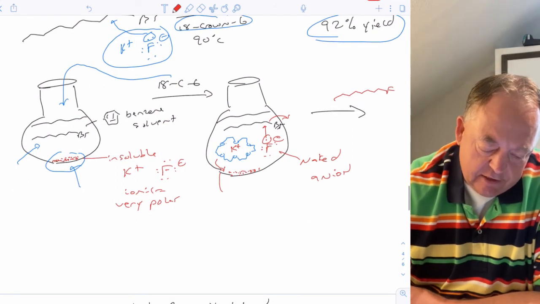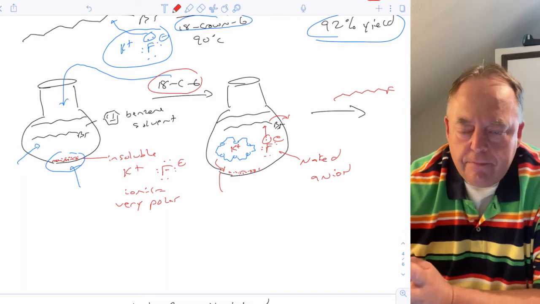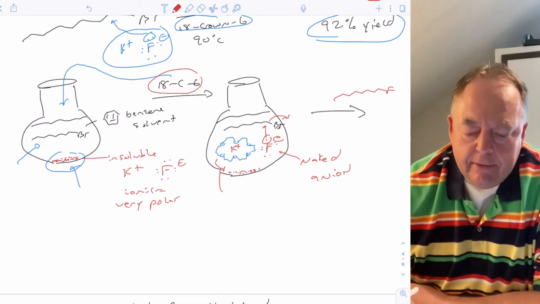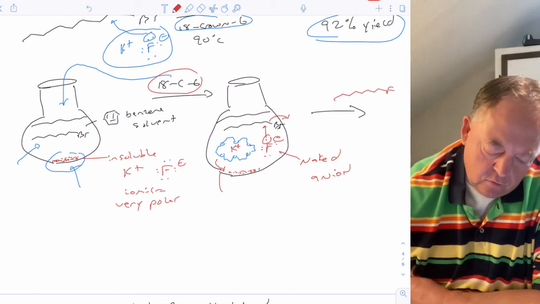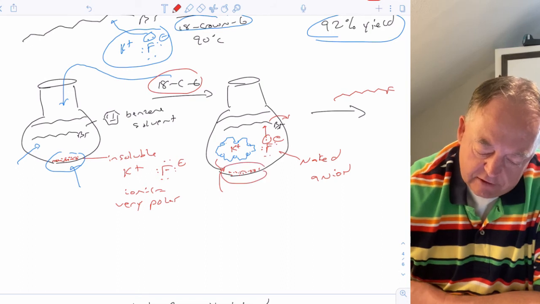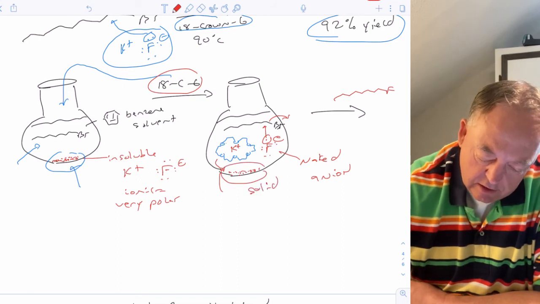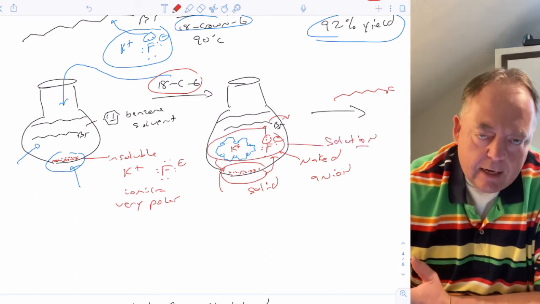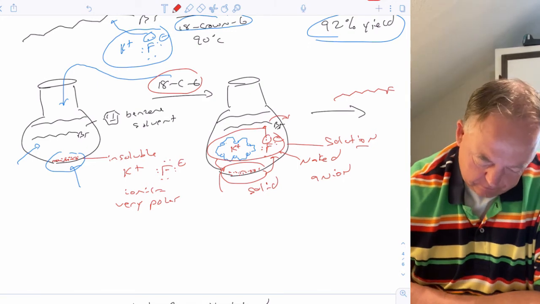So in this sense, the 18-crown-6 is not being used up. You still have the 18-crown-6, but it is facilitating the reaction, making it faster, so it's a catalyst. And what does phase transfer mean? Well, it's transferring things from the solid phase to solution. So now it's in solution, and it's catalyzing the reaction in that way.